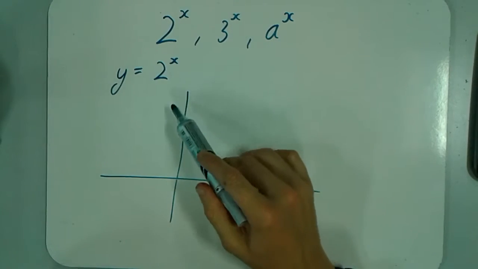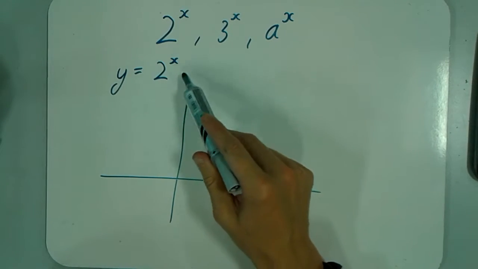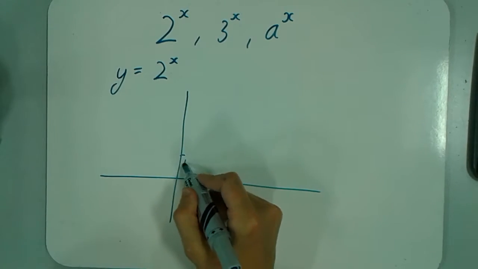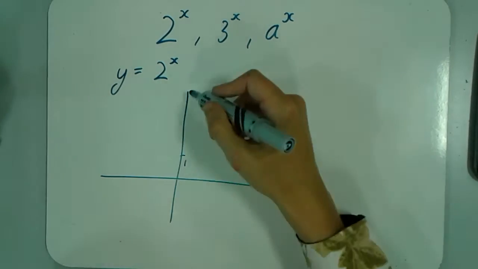First of all, let's find a y-intercept. Let's set x to 0. 2 to the 0 is 1. So we know our graph is going to cross the y-axis at 1.